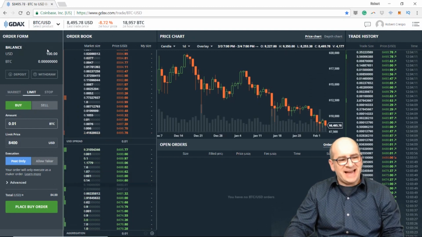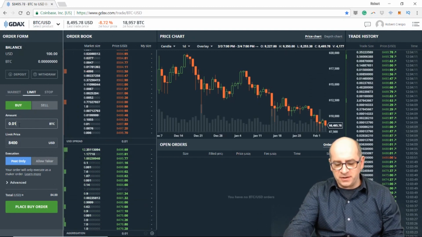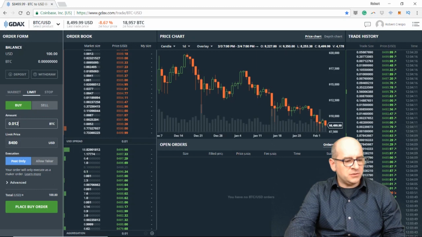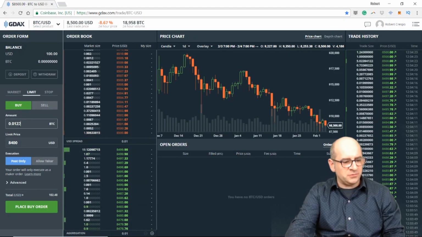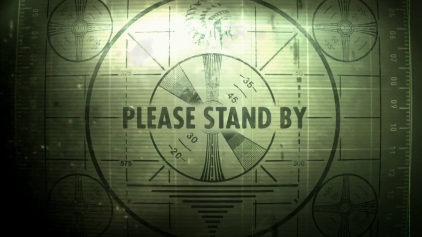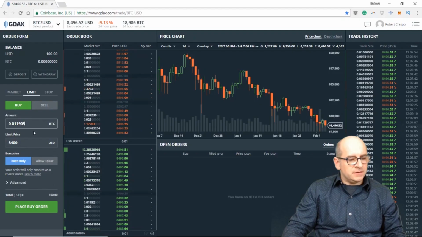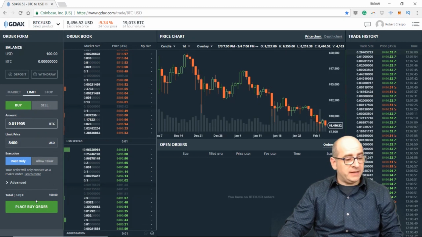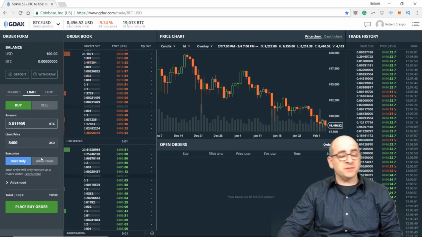But I want to spend that entire 100, so I'm going to play around here with the numbers. I'm going to put in 0.015. That's too high. All right, let's see. No. So after some finessing, 0.011905 is the exact amount of $100 in the GDAX system.